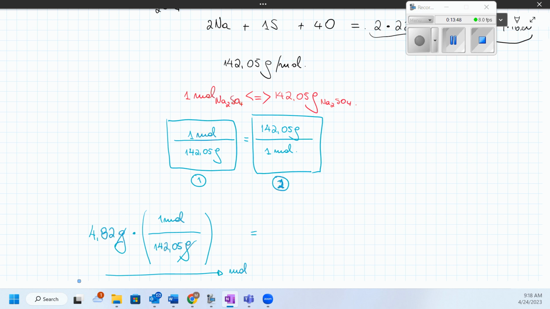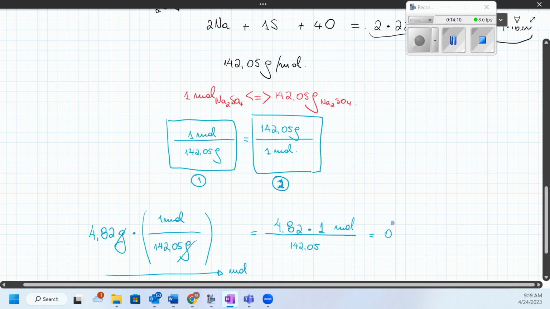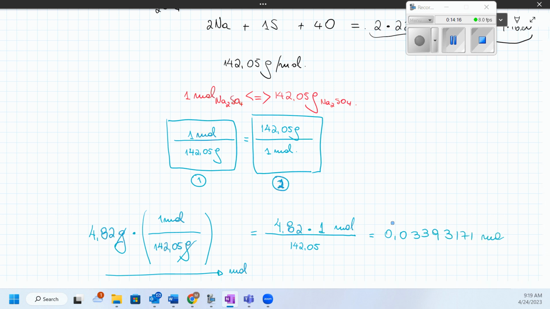So then what you have here as a unit is moles, and this is what we want. So in terms of mathematics, what we have here is 4.82 times 1 mole of sodium sulfate over 142.05. And then entering it in the calculator, we will find that number of moles. The calculator gives 0.03393171 moles of sodium sulfate.